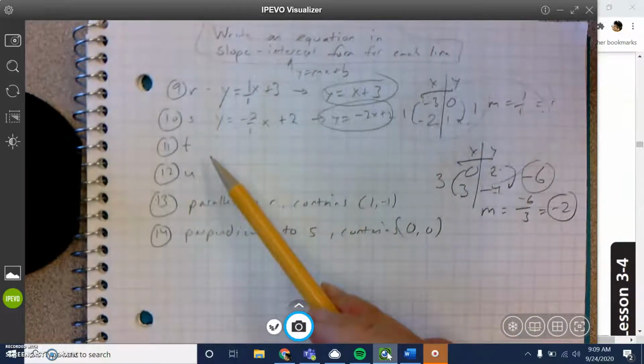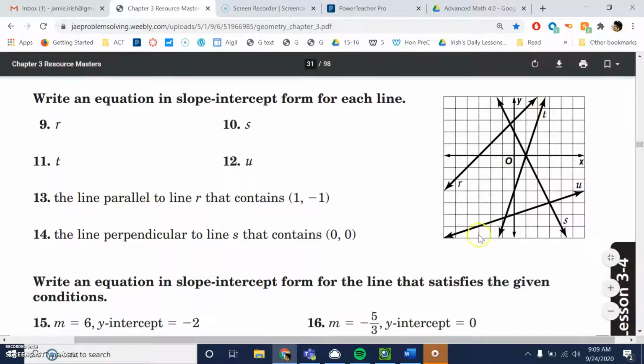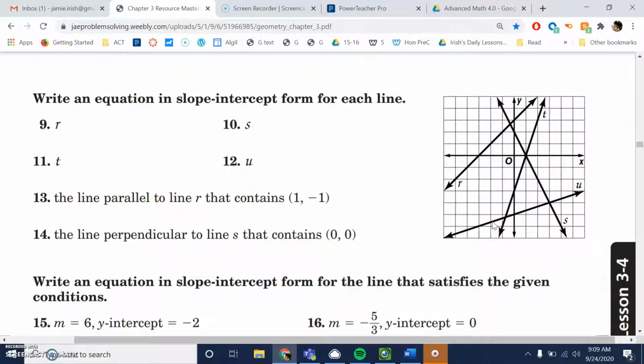I want you to do T and U right now. So look at your PDF. Here's T and here's U. What are the slopes? Go. And the y-intercept. All right, let's check it out.